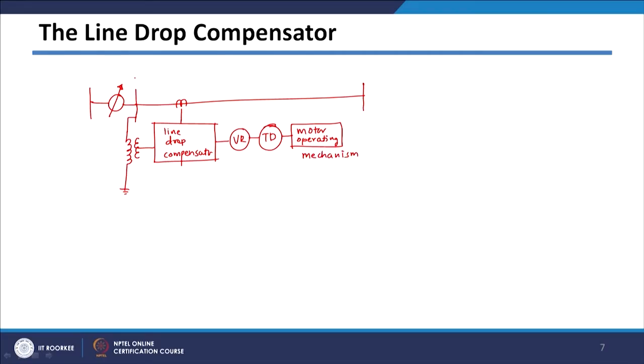Now, let us see how this line drop compensator works. For that, I will draw the inside view of the line drop compensator circuit.